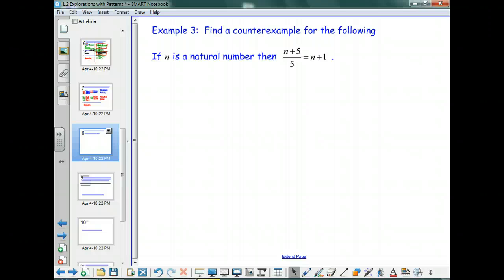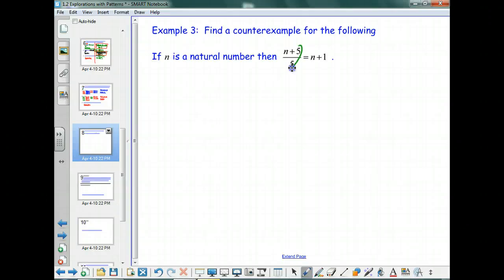So the student says something like the following: if n is a natural number, then (n plus 5) over 5 is n plus 1. Before I go finding a counterexample, which is the directions, why might someone think that this is true? What did they do to think that this was going to work? Yes? 5 over 5 is 1, but they don't think about the numerator.